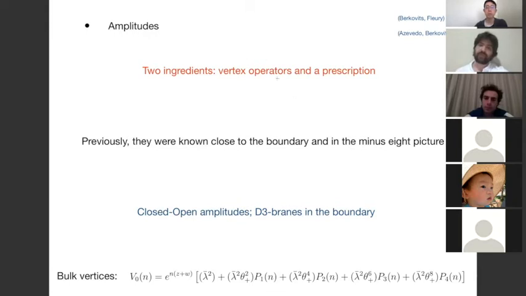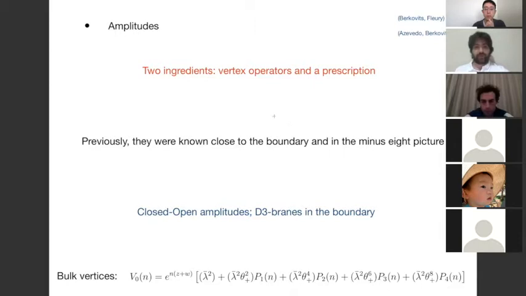The vertex operators were known before only close to the boundary. I will say just a few words about this expression close to the boundary. But also in the -8 picture, this is very new. It was about one year ago that Berkovits constructed this vertex operator in the -8 picture, and I will explain more what it is during the talk.